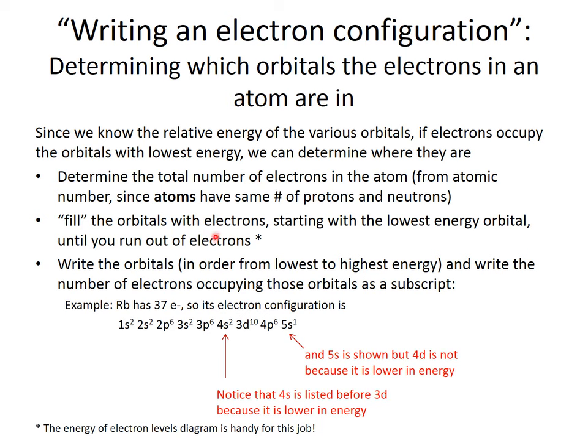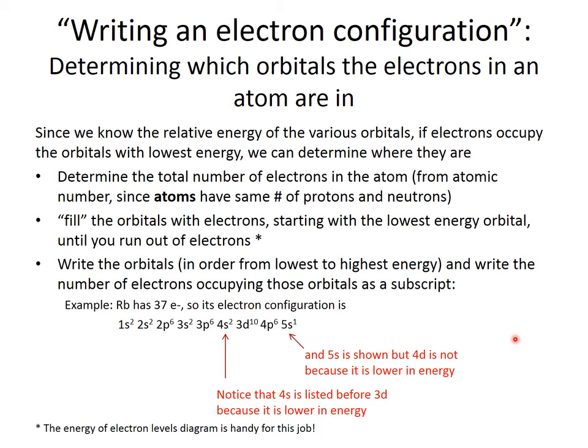Again, we need to first figure out how many electrons there are in the atom. If we know the atomic number of the atom, and it's an atom and it's neutral, we know it has the same number of electrons as protons. Oh, this is not correct. It says protons and neutrons on the slide. It should be same number of protons and electrons. Oops, typo there. Cross that out. This should read electrons. Okay, and then we're going to fill the orbitals with electrons, starting with the lowest energy orbital until we run out of electrons.